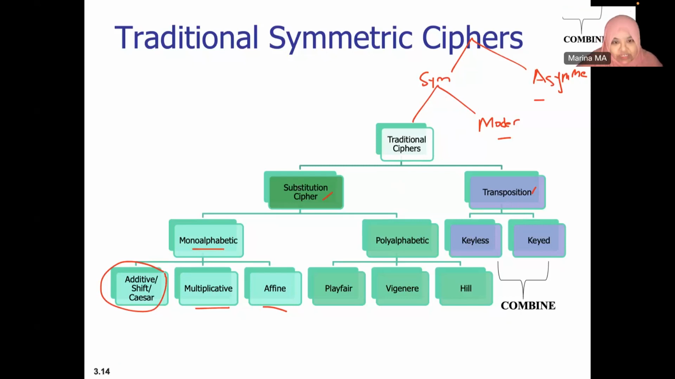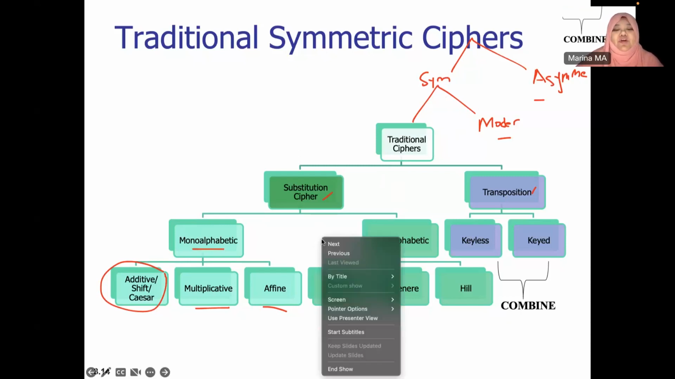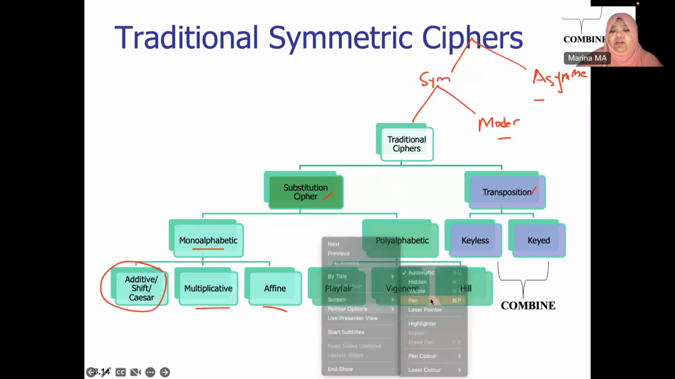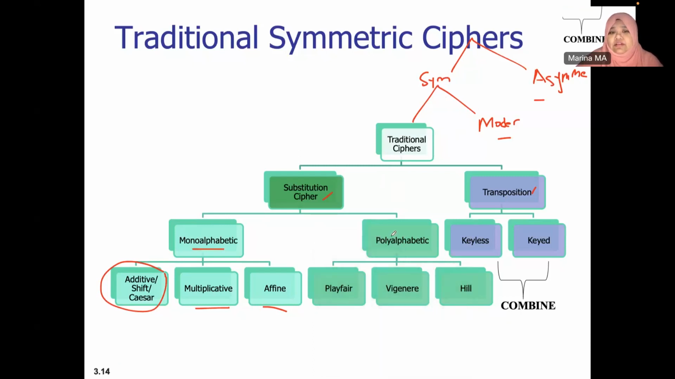Under substitution, just before the end of the first part of chapter 3, we looked at monoalphabetic substitution, where we looked at the additive or shift cipher, or Caesar cipher. The others, multiplicative and affine, will be covered in computer security. Okay, now let's move on to the second technique in substitution cipher.